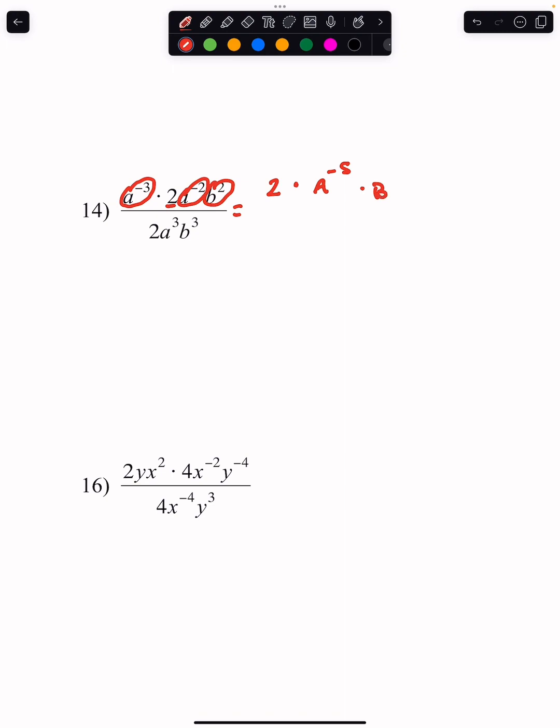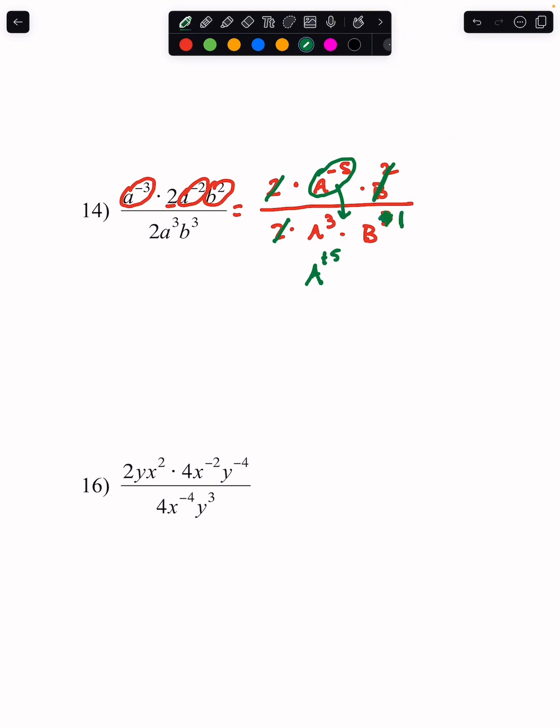All over 2 times a cubed times b cubed. Okay? And so what's going to happen here is these 2's are going to cancel out, so we don't need those anymore. These 5 that are unhappy upstairs are going to come downstairs. That becomes positive 5. And then 2 of these are going to cancel with 2 of these, leaving me with 1 down here. Okay? When everything cancels or everything is gone from the top, we have to put a 1 up there.